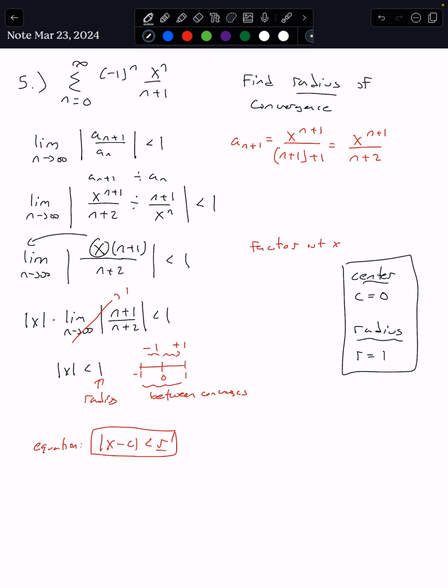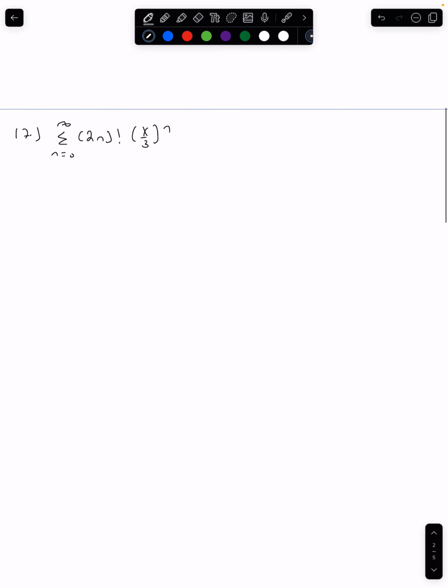All right, so let's go to a slightly more challenging one here. Now for question 17, it was saying find the interval of convergence. Now to get the interval of convergence, we are going to have to find the radius. So we're going to go ahead and write over here some things that we need. We need the center.